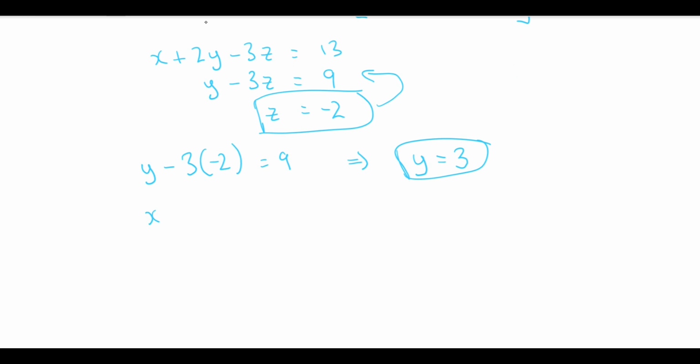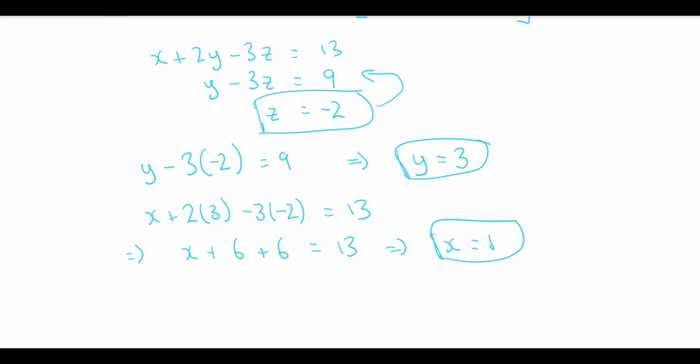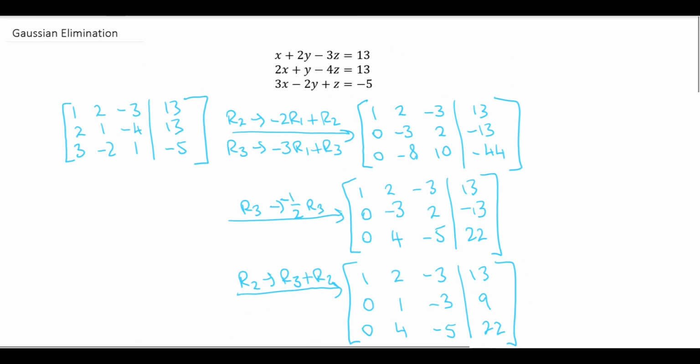And now we're going to put those values of y and z into the first equation. Two times 3 is 6. -3 times -2 is also 6. So, adding these up, 6 and 6 is 12. Bring the 12 across, it becomes -12, and 13 minus 12 is 1. So we have our three solutions. X equals 1, y equals 3, and z equals -2. And those are the solutions to the system of equations.